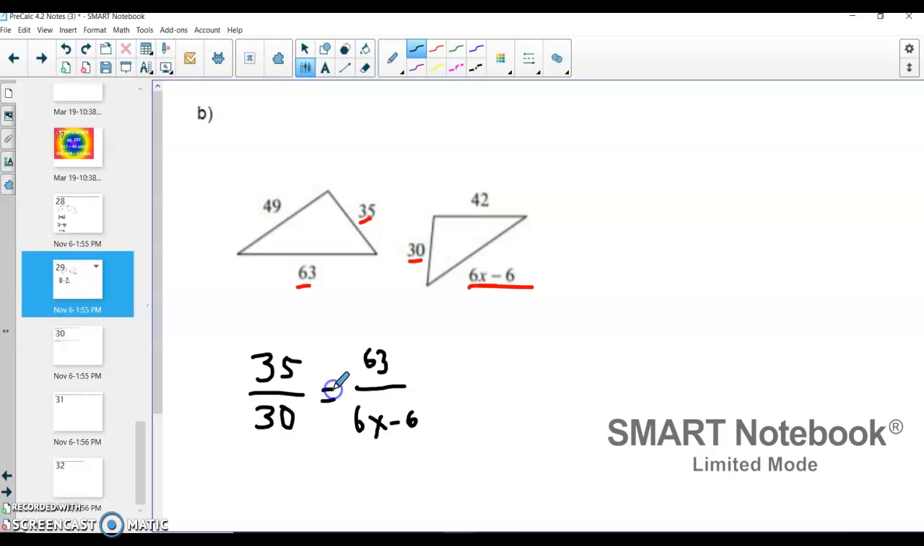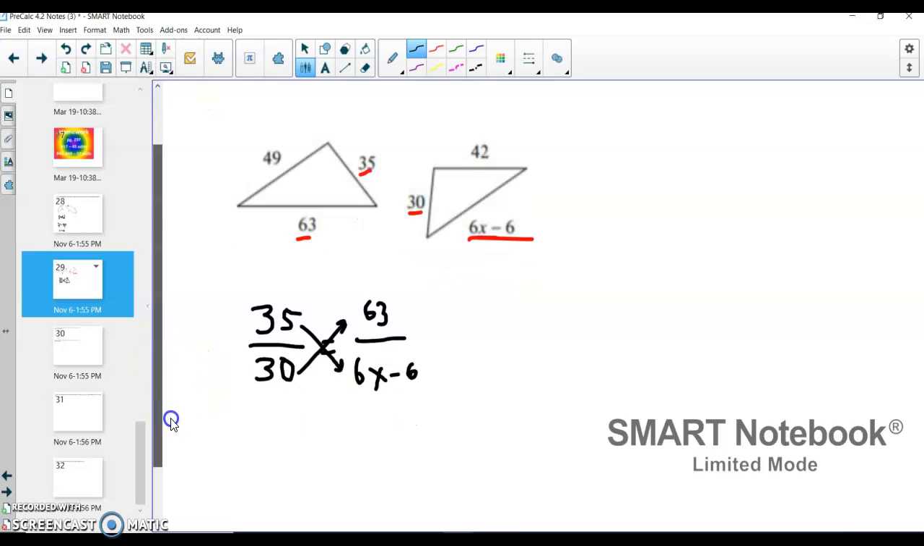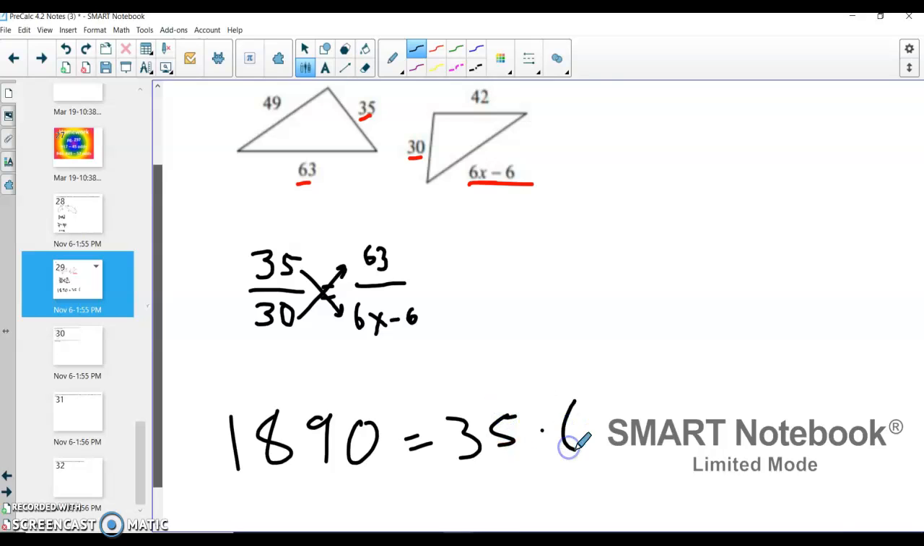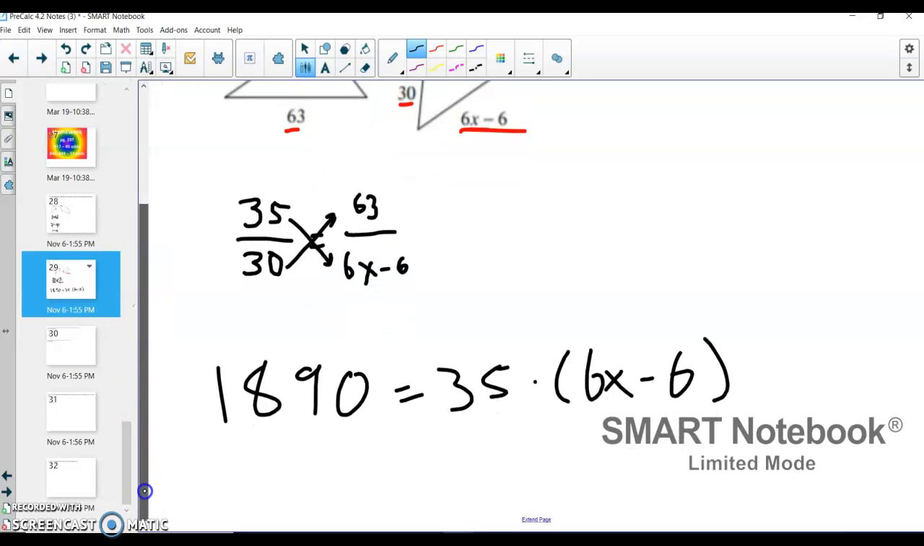Okay? Well, now I need to cross multiply and solve again. So 30 times 63 and 35 times 6x minus 6. Well, 30 times 63 gives me 1,890. Equal sign stays. And then I'm not actually even going to do this multiplication. I'm going to say this is 35 times this piece here, 6x minus 6. Didn't even do the multiplication there because I don't want to.